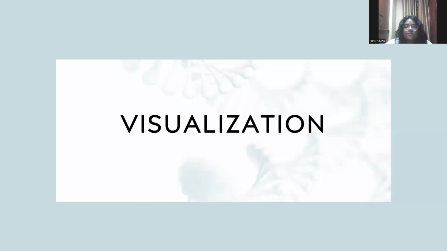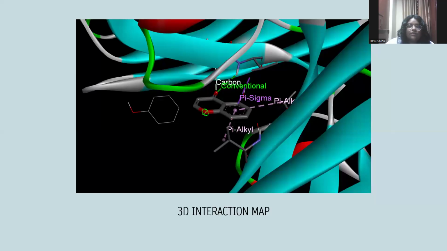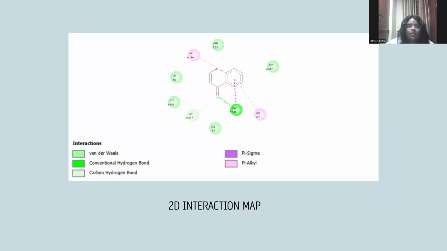Then this is the visualization using BIOVIA Discovery Studio. This is the 3D structure of the docked complex. This is a more zoomed in version, which shows the 3D interaction map. We can see the conventional carbon hydrogen bonds, conventional hydrogen bonds, pi sigma bonds, pi alkyl bonds, etc. This is the 2D interaction map. We can see here the different interactions that are happening, which are van der Waals forces, conventional hydrogen bonds, carbon hydrogen bonds, pi sigma and pi alkyl bonds.